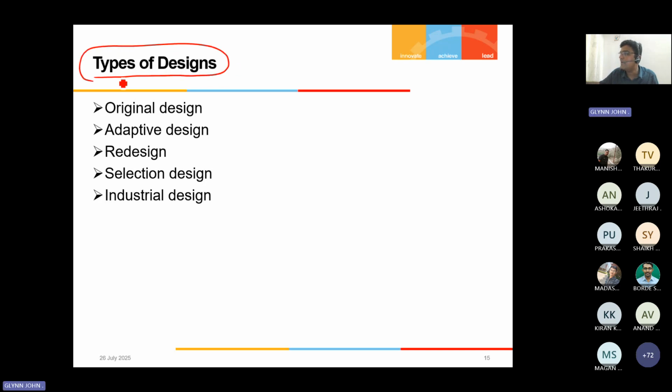What are the different design types? Here we have a few listed: original design, adaptive design, redesign, selection design, and industrial design, right? Now all these are different classifications. If you have a particular design, then you can put it in one of these categories. What do we mean by that?